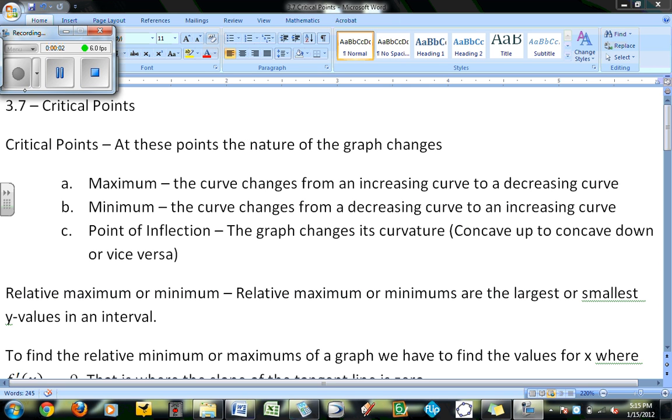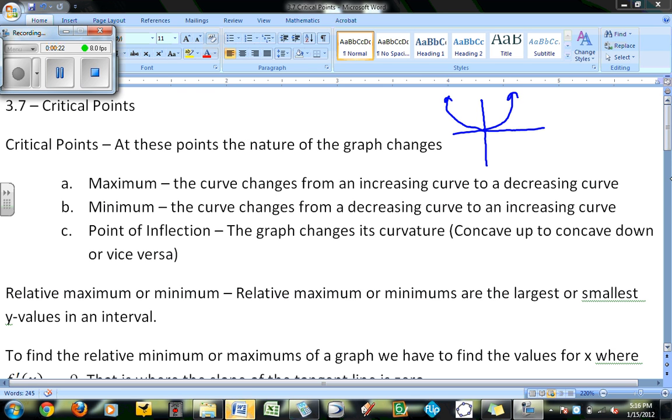Section 3.7 is about critical points, and critical points are points on a graph where the nature of that graph changes. Let me give you an example where that happens. Let me just draw the graph of y equals x squared. We all know that that is a parabola, and we'll talk about a critical point in this graph.